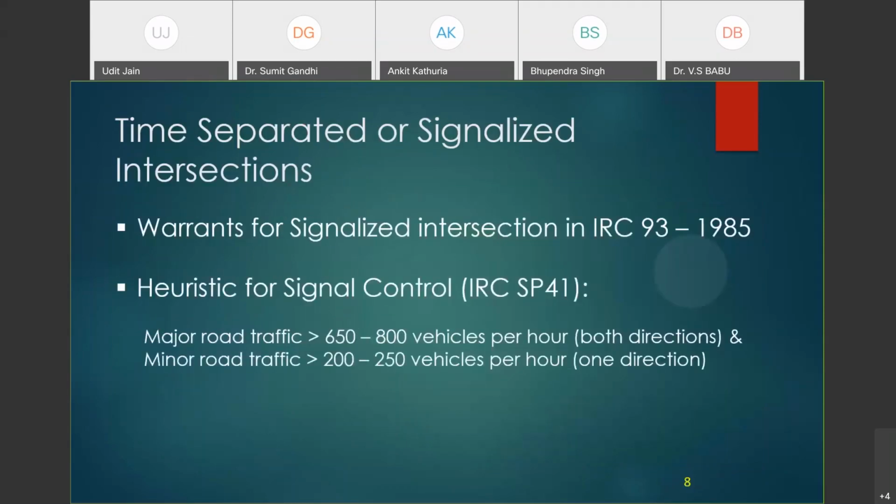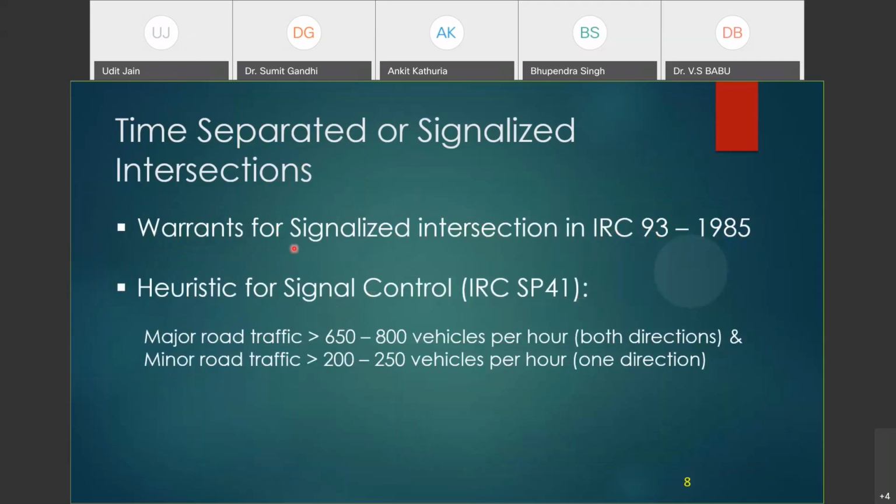The third one is a time separated or signalized intersection. I think we are all familiar with what a signalized intersection is. We must have all seen it in one of the cities that we have traveled in. There are certain warrants for signalized intersections which are given in IRC 93, 1985, and the heuristics are given in IRC SP 41.